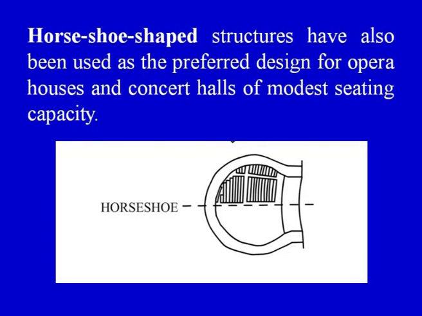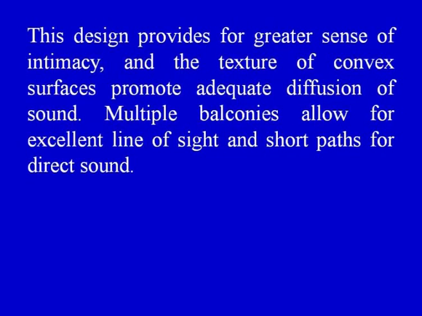Horseshoe shaped structures have also been used as a preferred design for opera houses and concert halls of modest seating capacity. This design provides a greater sense of intimacy, and the texture of convex surfaces promotes adequate diffusion of sound. Multiple balconies allow for excellent line of sight and short paths for direct sound.